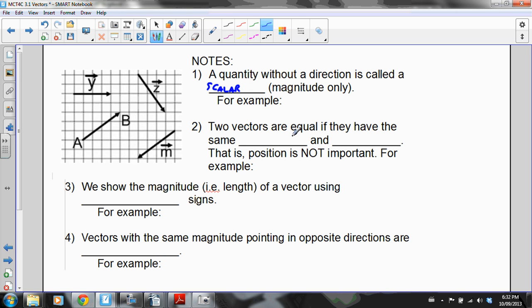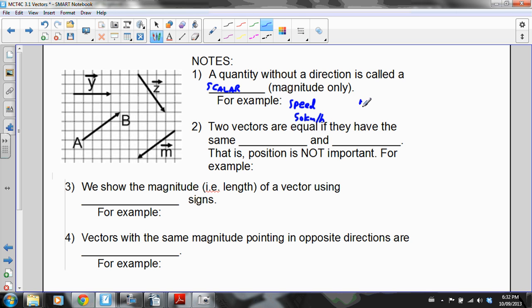And in some cases, because there are vector quantities so close, we goof this up. So, for instance, a vector quantity is velocity, but a scalar is speed. Speed, which is, for instance, 50 kilometers per hour. Well, what's it missing? It's missing a direction, right? It's not 50 kilometers per hour west or whatever.